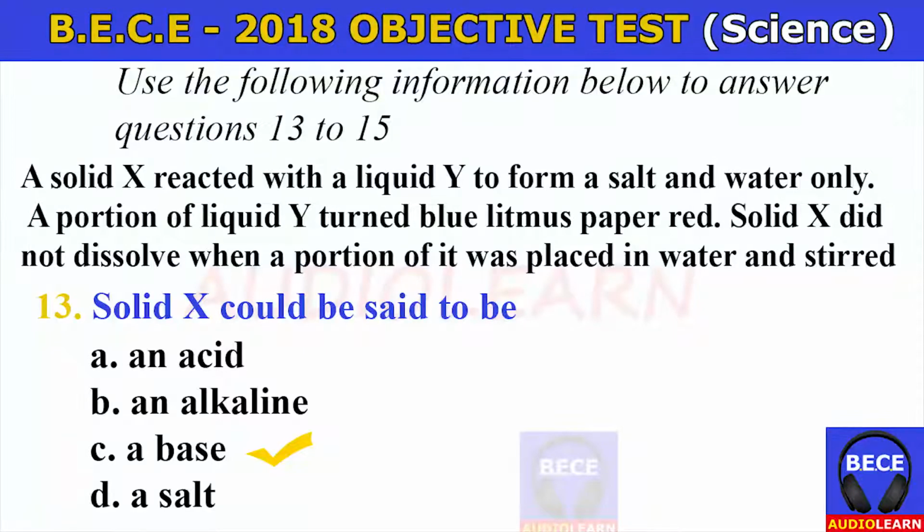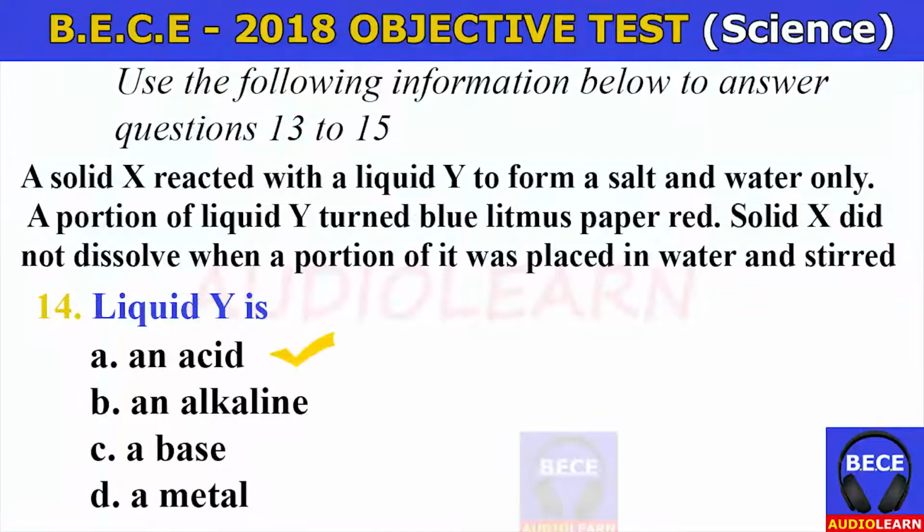Number 13. Solid X could be said to be A. an acid, B. an alkali, C. a base, D. a salt. And the answer is C. a base. Solid X could be said to be a base.